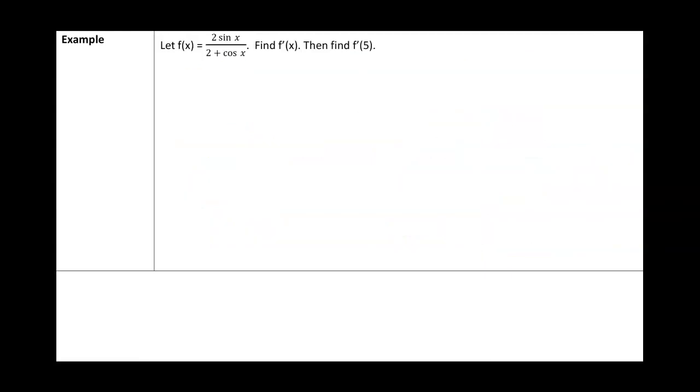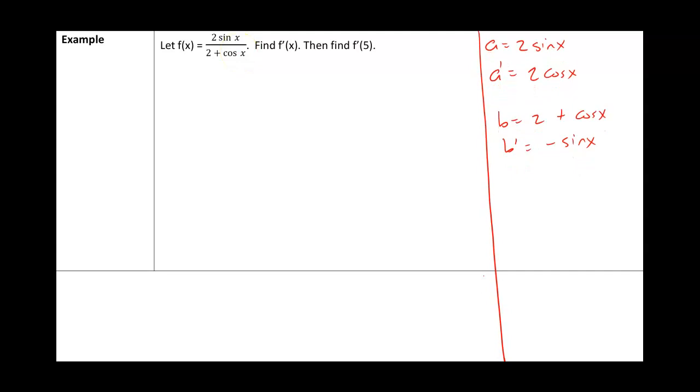Okay, next example, we have 2 sine x divided by 2 plus cos x. Now notice that we have a quotient, and anytime you're dividing two expressions, that's going to be the quotient rule. So same thing for the quotient rule. Our a is the numerator, which is 2 sine of x, and the derivative of sine is cosine, so a prime will be 2 cos x.